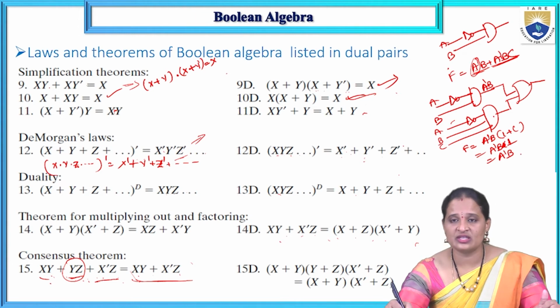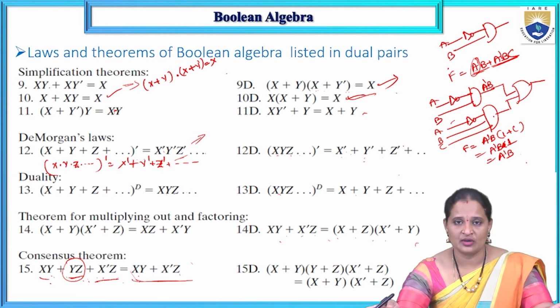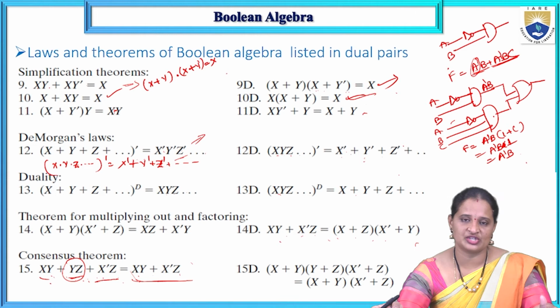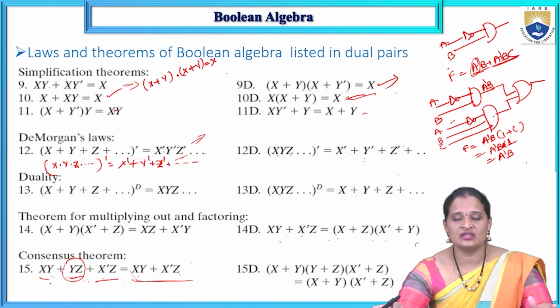Simplification means reducing the number of terms. If we are not able to reduce the number of terms, then even if you can reduce the number of variables in each term, it also leads to a simplified Boolean expression. So what I want to say is, simplification or minimization of a Boolean expression is defined as reducing the number of terms in a given Boolean expression, or reducing the number of variables in each term of a Boolean expression.